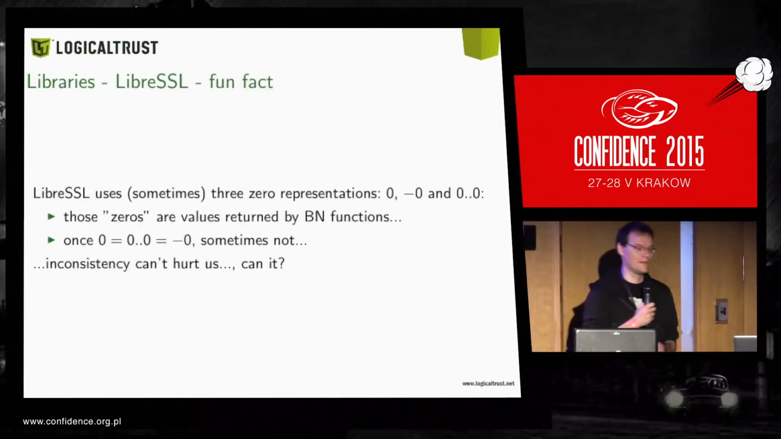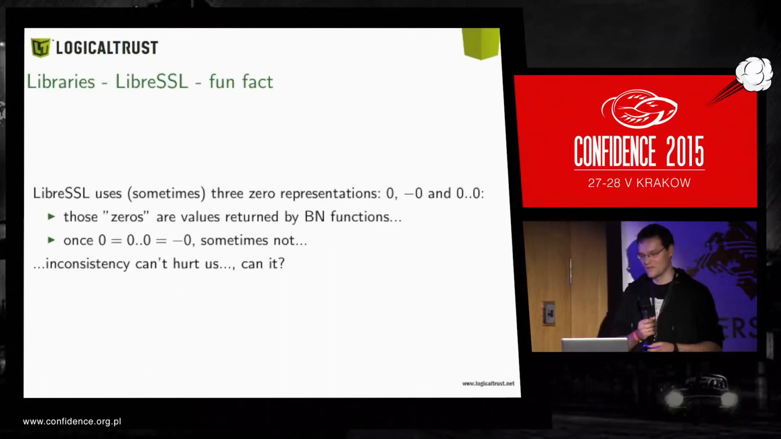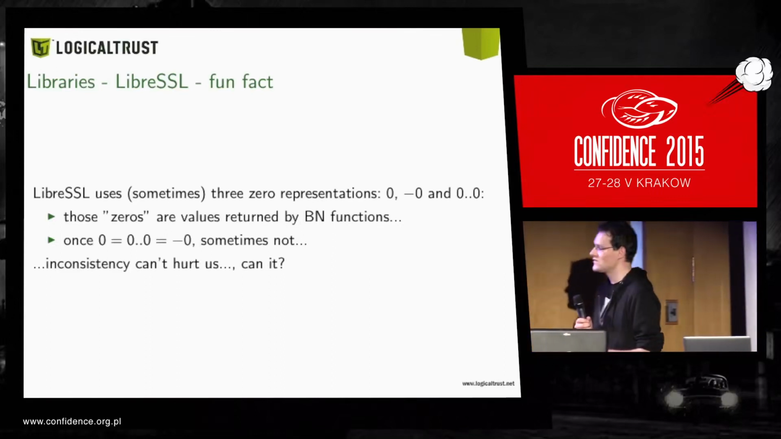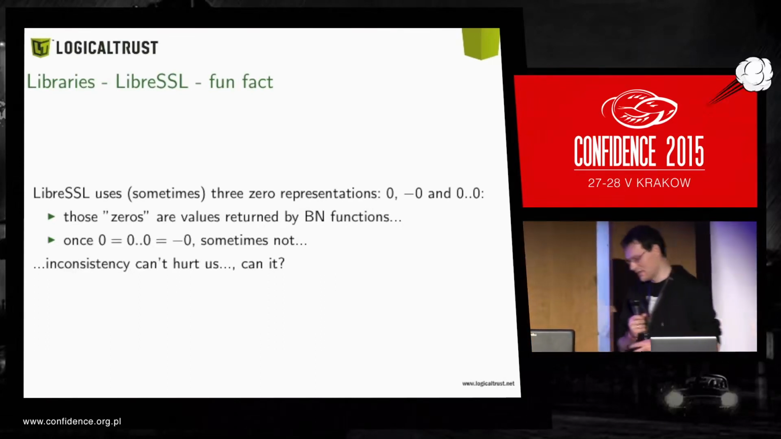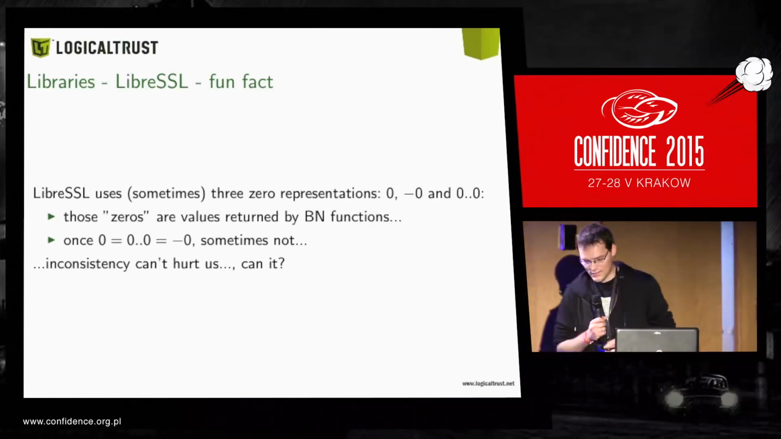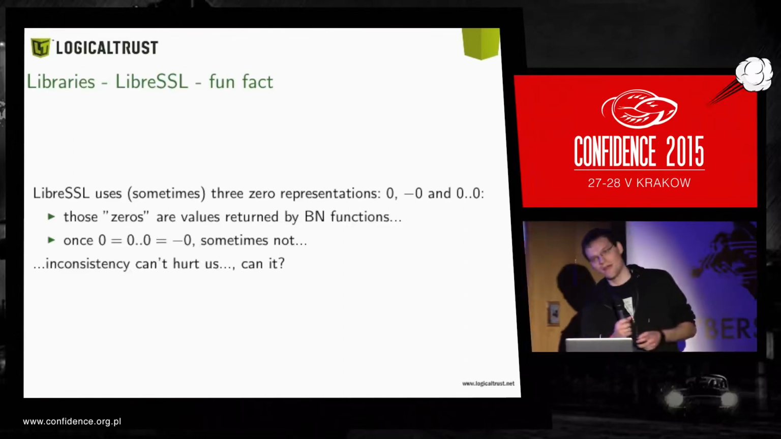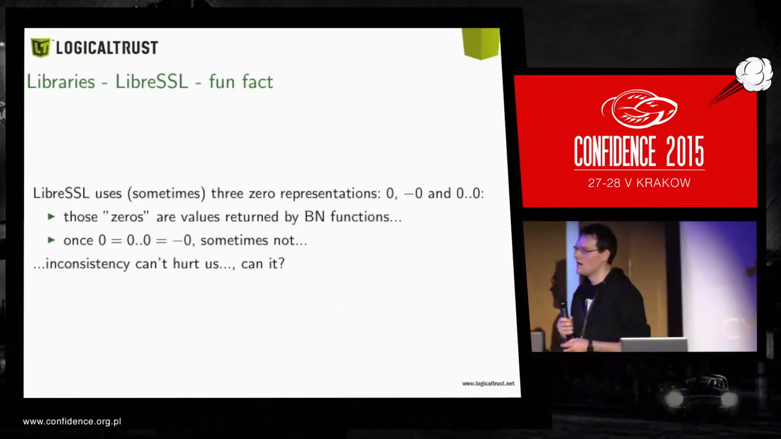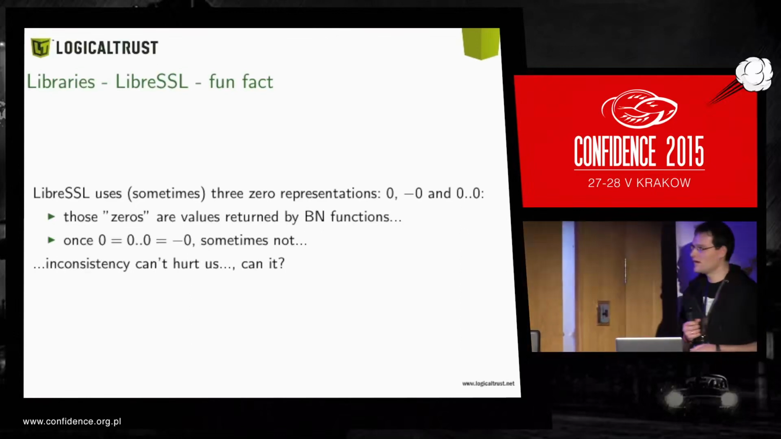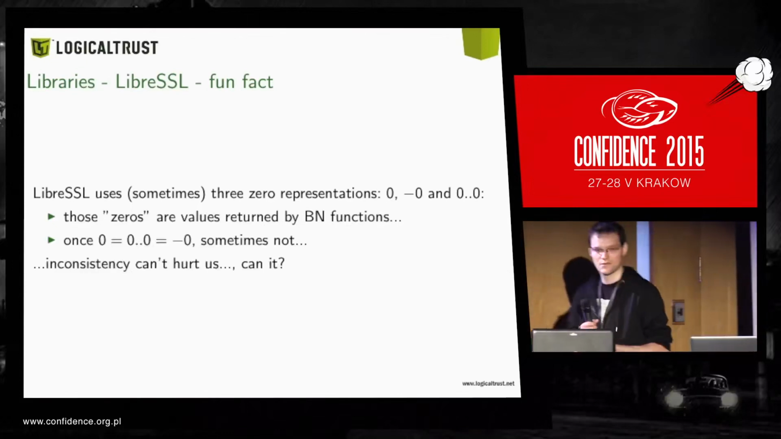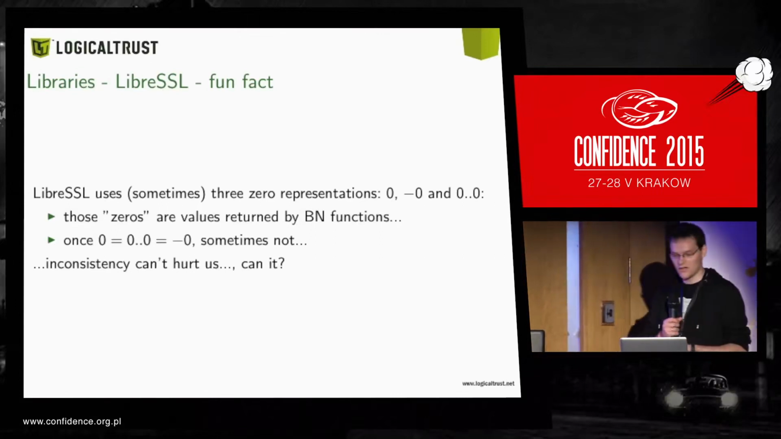But actually, the SSL library uses 3 representations of 0: 0, minus 0, and 0 with a zero-length representation. The last one is actually not legal, but if you are using the library without debug routines, it's perfectly legal in the code. And the problem is that sometimes those zeros are equal, sometimes not. So let's see if inconsistency can hurt us.